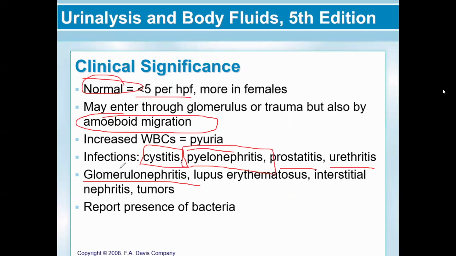So again, for WBCs, under what conditions do we often see them? In infections like cystitis, pyelonephritis, prostatitis, urethritis, or in non-infectious conditions like glomerulonephritis, lupus, interstitial nephritis, and tumor.